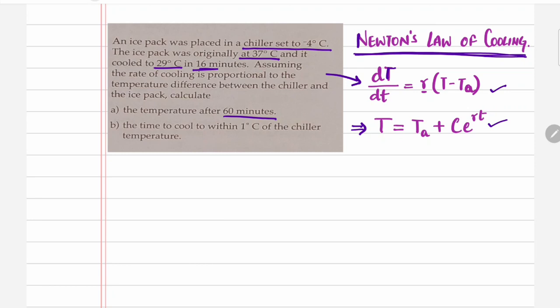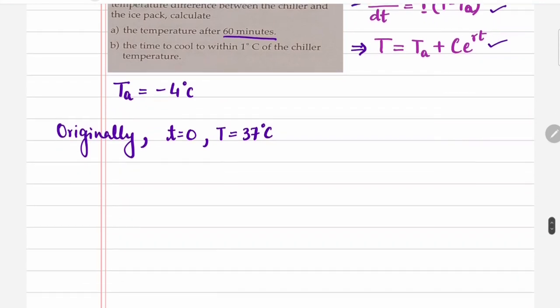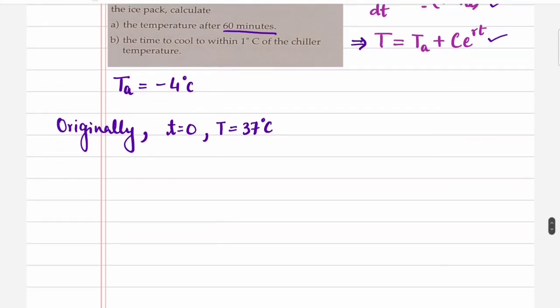Right, so let's see what information we have. T of the chiller, which is the ambient, the environment, is minus 4 degrees Celsius. Originally means when time was zero. When time was zero, the temperature was 37 degrees Celsius. So with this information, we can substitute this value into the original formula that we have.